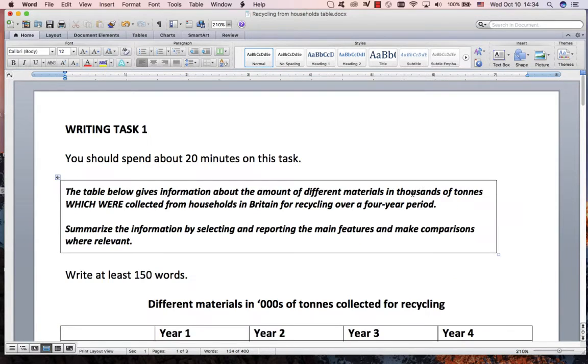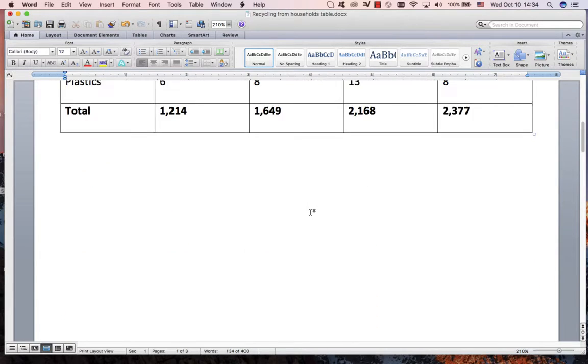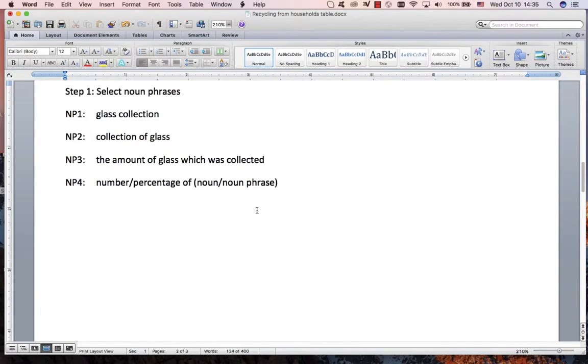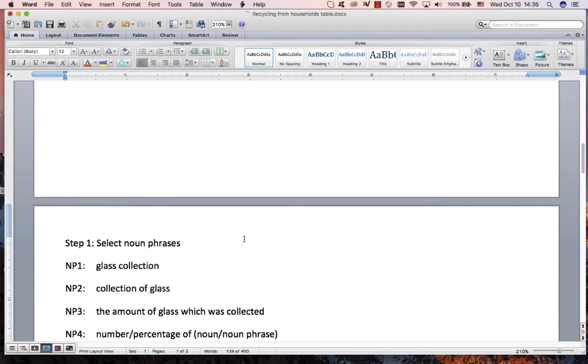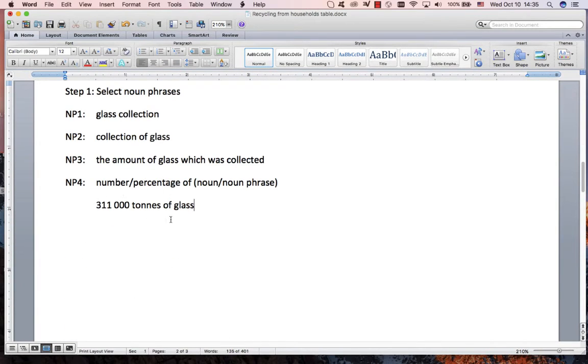311, what is the unit? Thousands of tons of what? Of glass, or of any one of these things. Right, and this often ends up being a very useful noun phrase. Often when we're dealing with age groups, it comes in very handy. Alright, step 2. What is step 2?